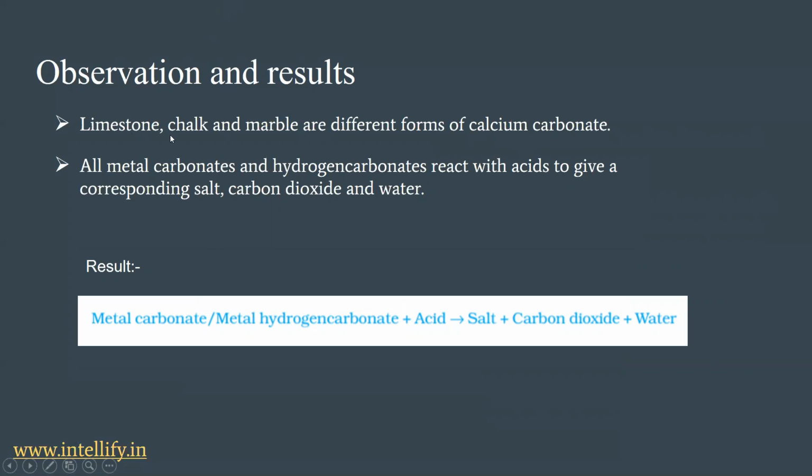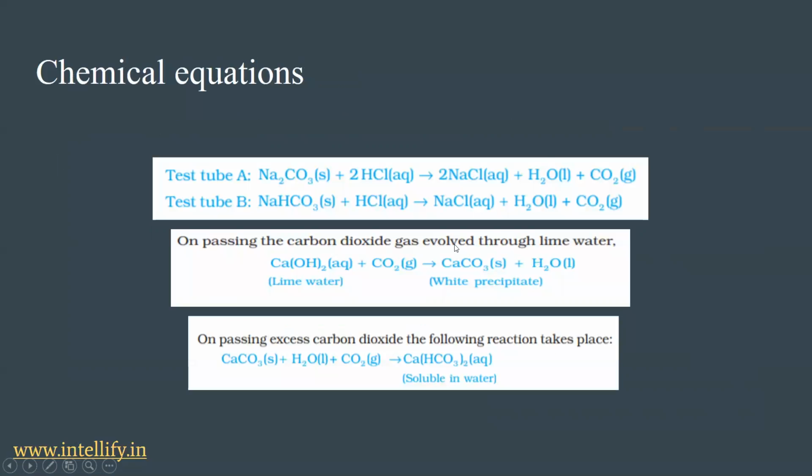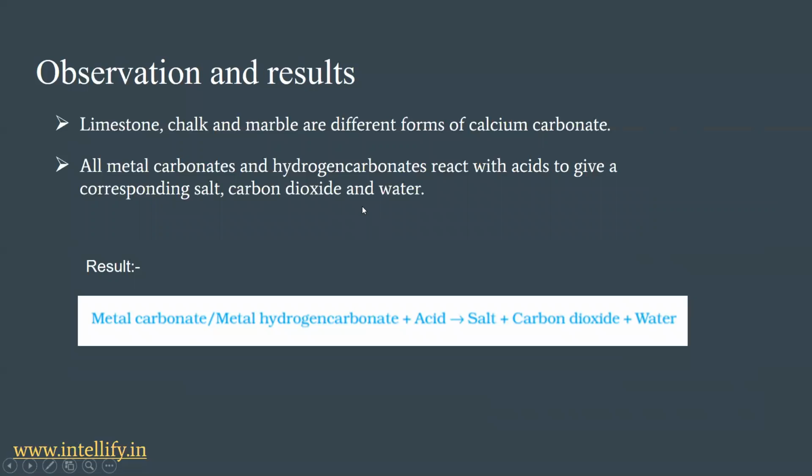Limestone, chalk and marble are different forms of calcium carbonate. If you see here, you get calcium carbonate as the end product if you add lime water to the carbon dioxide. All metal carbonates and hydrogen carbonates react with acids to give the corresponding salt, carbon dioxide and water. So the result is that when a metal carbonate or a metal hydrogen carbonate is reacted with acid, you get salt plus carbon dioxide plus water.